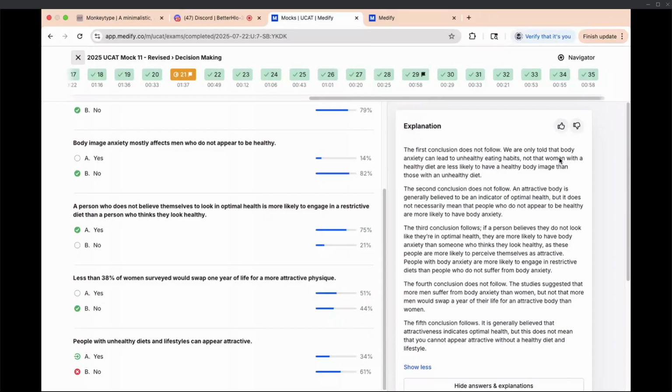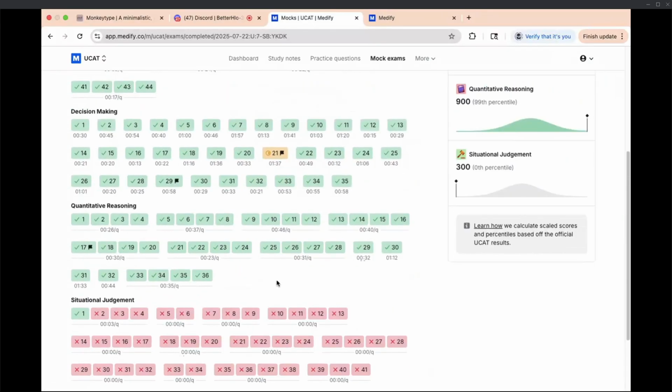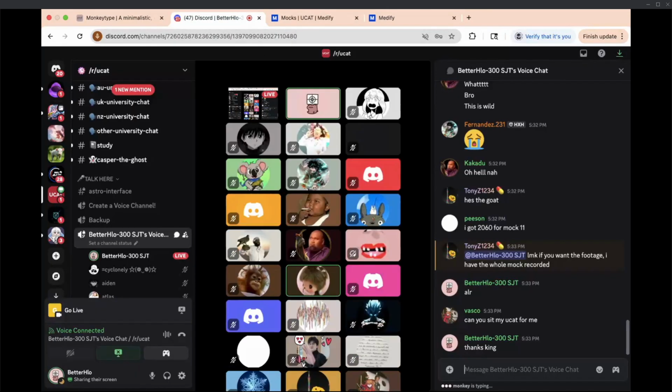That's my first 27 on Medify. Not bad. That's my first one. I think the highest I've gone before this was like through 26 30s. That's pretty good.